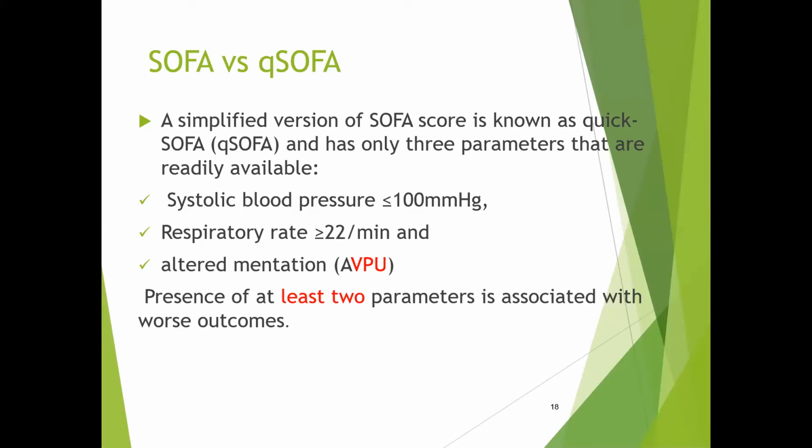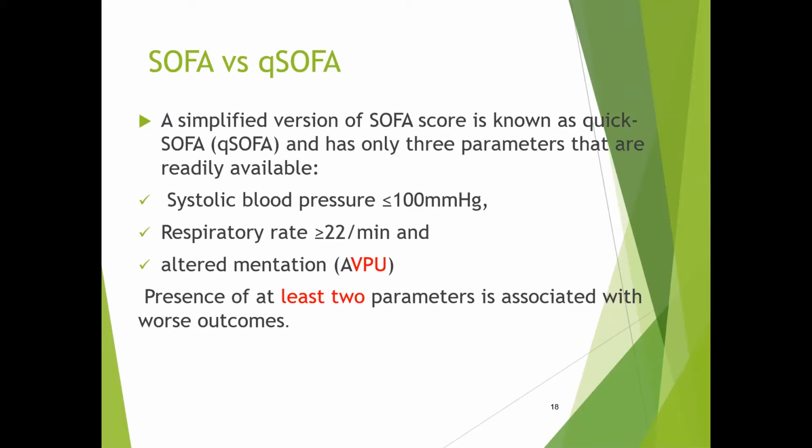So we have a simplified version of the SOFA score, which is known as quick SOFA. It has only 3 parameters that are readily available at bedside. These parameters include your systolic blood pressure of less than or equal to 100, respiratory rate of more than 22, and altered mentation, as I said, as assessed by your output. The presence of at least 2 parameters is associated with worse outcome.